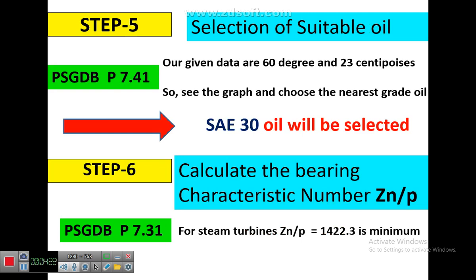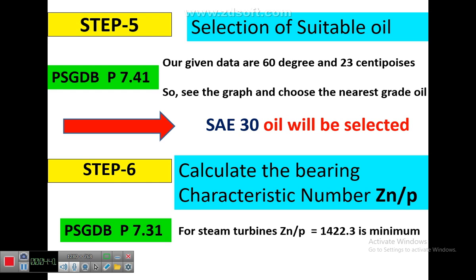Coming to step 5, selection of suitable oil. Our data is 60 degrees and 23 centipoise. For that we use a graph that is available on page number 7.41. In that we choose SAE 30 oil for the given values.